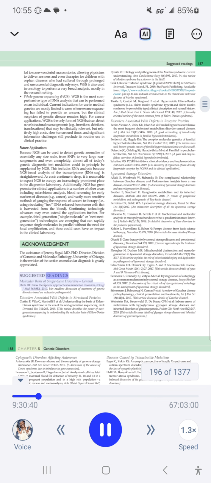Suggested readings: Molecular Basis of Single Gene Disorders, General. Dietz HC, New Therapeutic Approaches to Mendelian Disorders, N Engl J Med 363:852, 2010. An excellent discussion of treatment of genetic disorders based on molecular pathogenesis. Disorders associated with defects in structural proteins. Cortini F, Villa C, Marinelli.